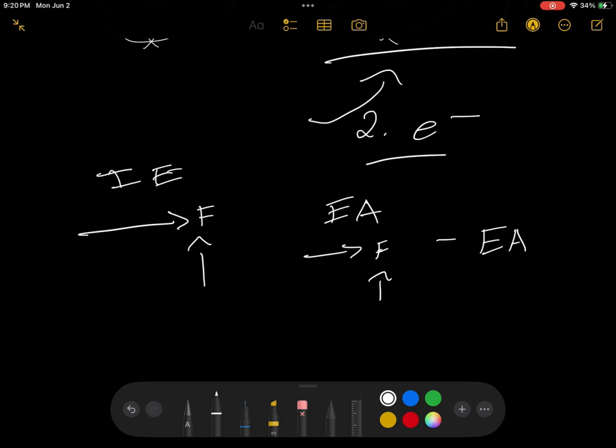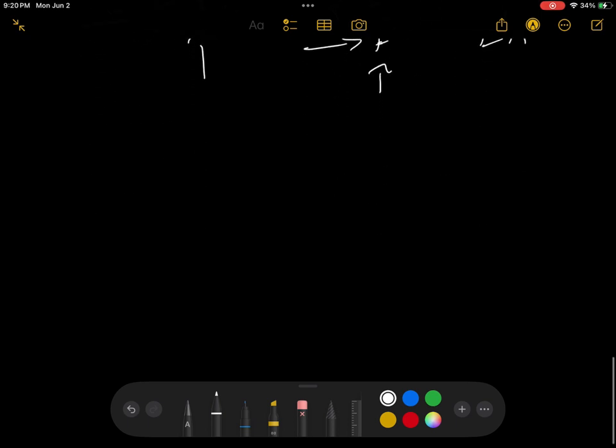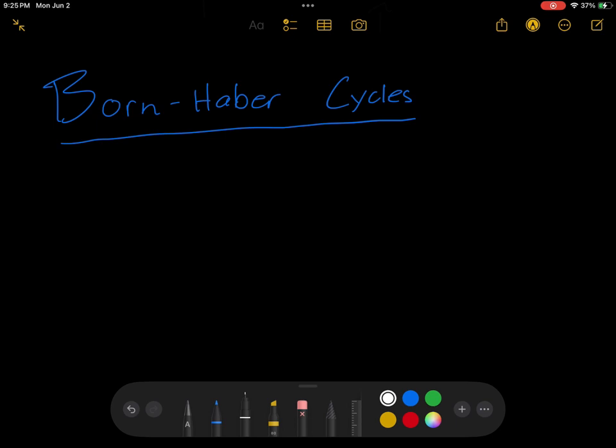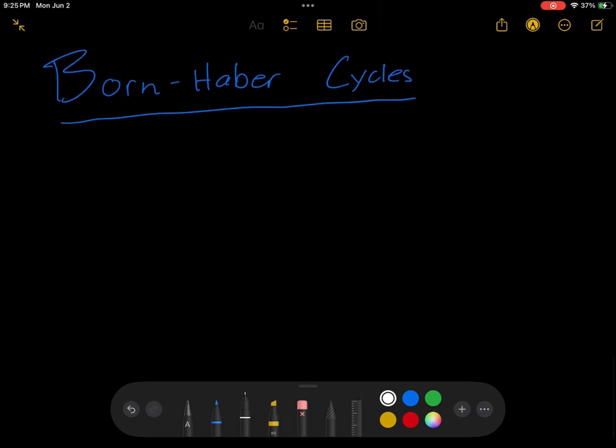All right, here's what I mentioned earlier. We're getting into good old Born-Haber cycles. So let me draw this out. Whoops, that says Bond. All right, Born-Haber cycles. Second time around, here we go. Basically, this is the more complicated version of the Hess's law cycles from the AS content.